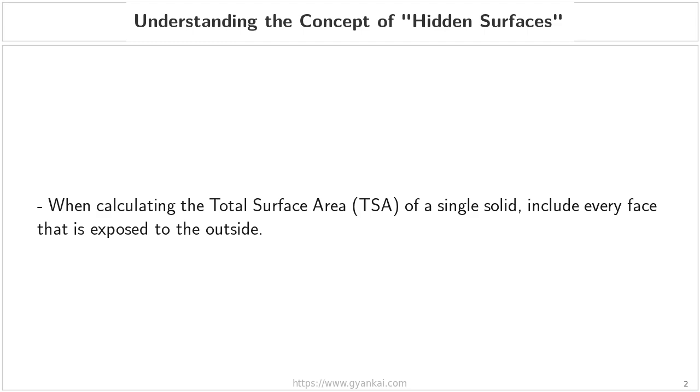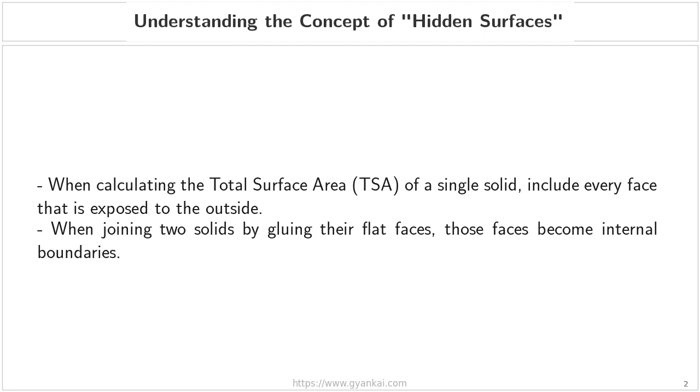Understanding the concept of hidden surfaces. When you are calculating the total surface area, or TSA, of a single, standalone solid, your goal is to include every single face that is exposed to the outside. However, things change when we start joining two solids together. Think about what happens when you glue two flat faces together. Those faces don't disappear, but they do become internal boundaries. They are now trapped inside the object.